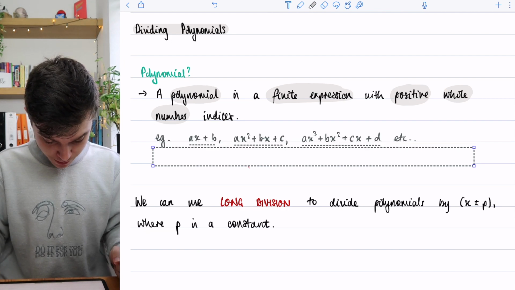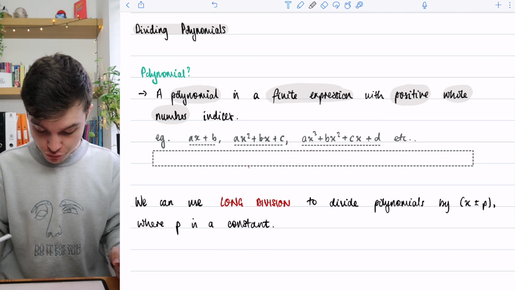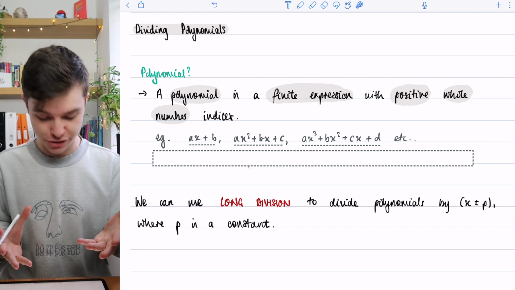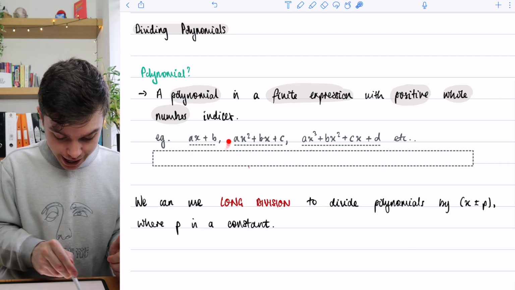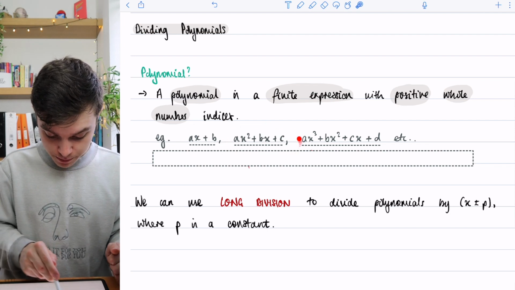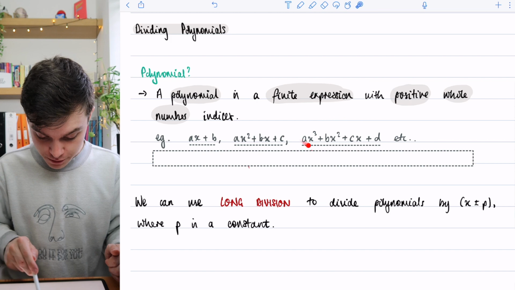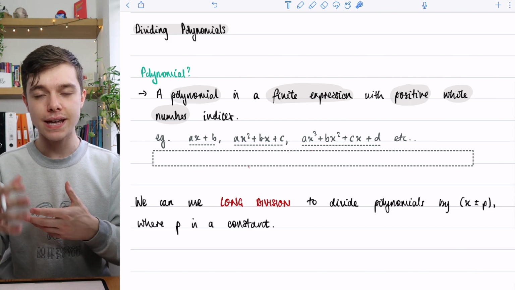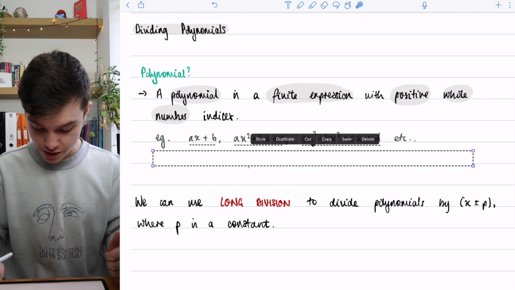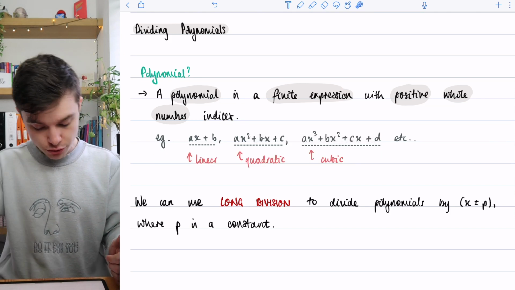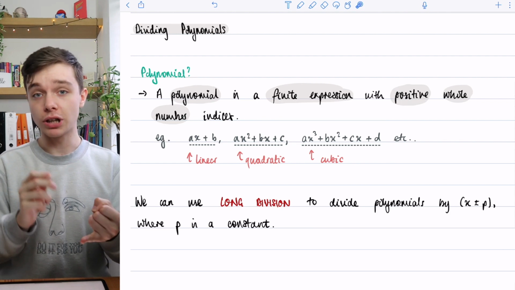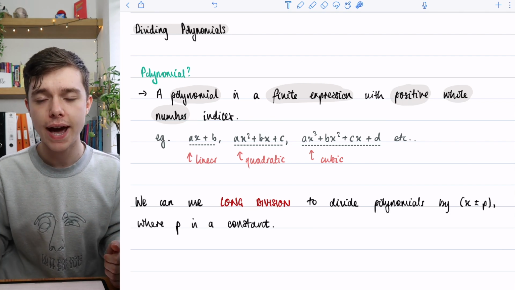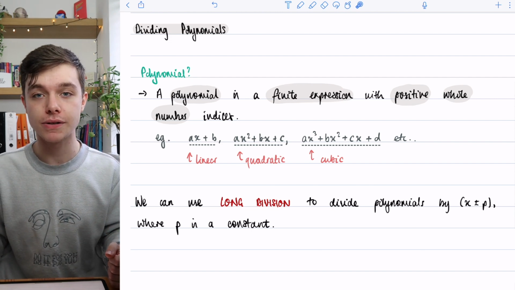So let's have a look at some examples. Here are 3 examples, okay? We have other examples than just these 3, but we've got ax plus b, ax squared plus bx plus c, and ax cubed plus bx squared plus cx plus d, etc. Okay, where a, b, c and d are real numbers, they're just constants. We can clearly see that those 3 examples are our general linear form, our quadratic form, and our cubic form. Okay, so all of those are polynomials.